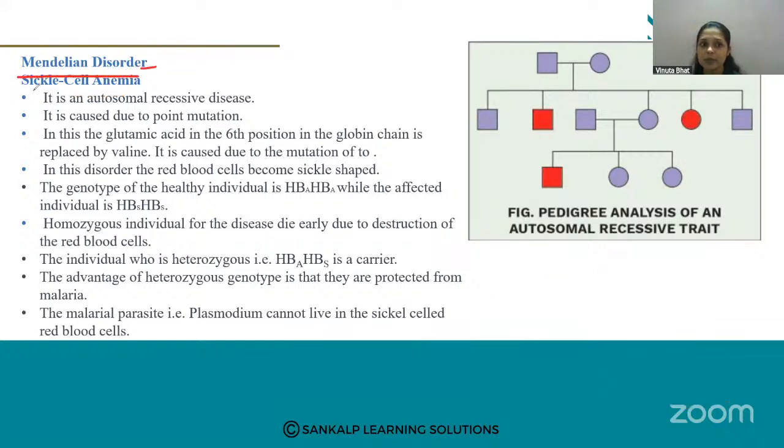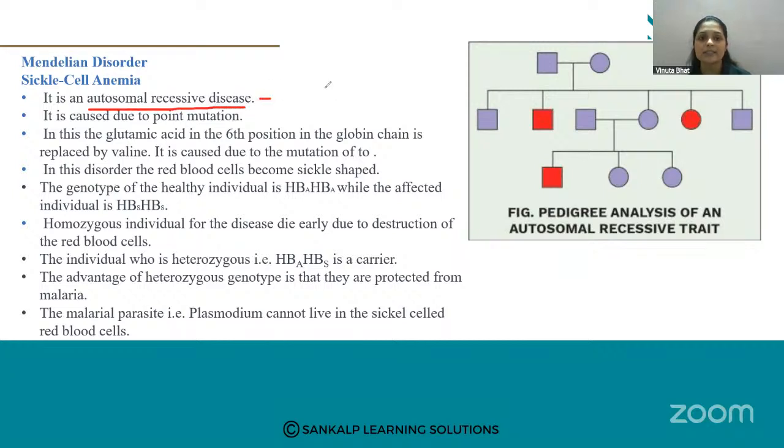In that, first one, sickle cell anemia. Okay, so an example for the Mendelian disorder is sickle cell anemia. So what is this sickle cell anemia? Anybody? How is sickle cell anemia caused? It is an autosomal recessive disease. What is the meaning of autosomal recessive disease?